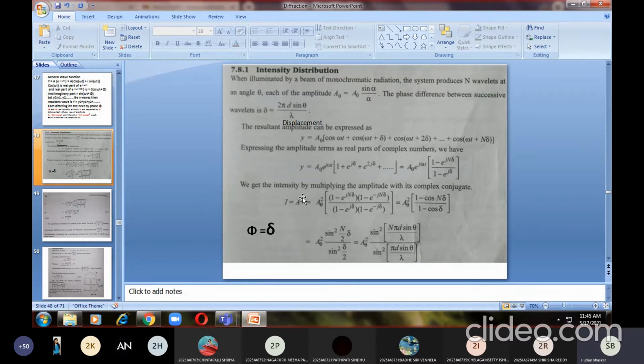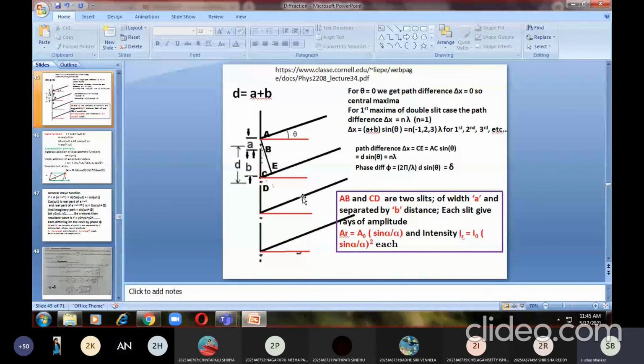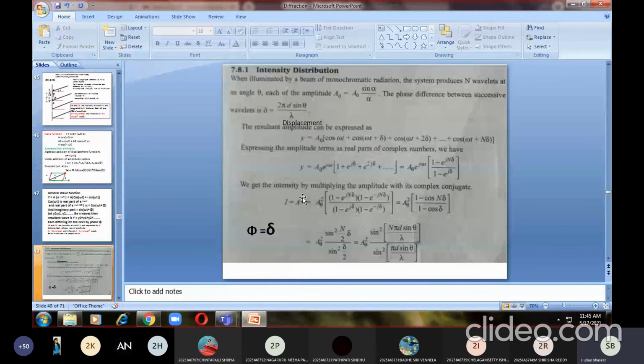See, we don't have any derivation for the intensity distribution expression for n slits. What you do is you just draw this diagram and write this page, and there ends the matter. Rather, this page and the next page also. That's so simple.